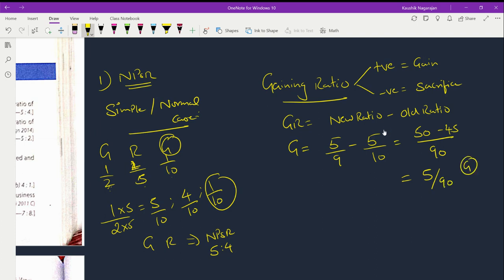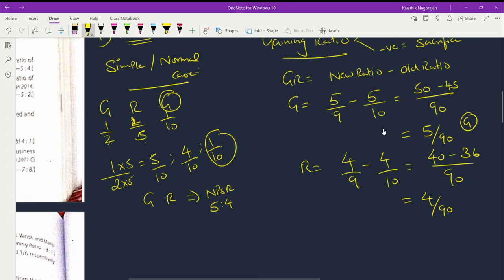So it is gain. Similarly, for the other partner R, the new ratio is 4 by 9 minus the old ratio, which was 4 by 10. Now the LCM between these two will be 90, so 40 minus 9 into 4, 36. So 40 minus 36 will be 4 by 90. Therefore, by applying the formula, we got the gaining ratio in this problem.